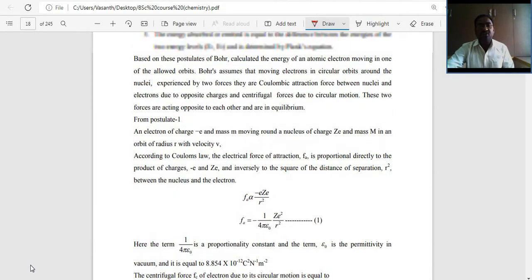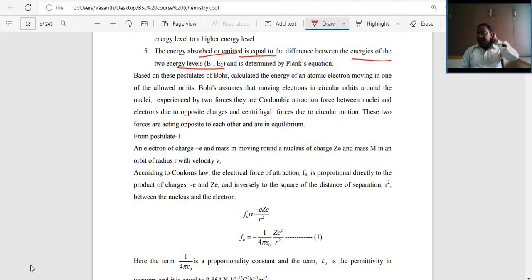Based on these postulates of Bohr's theory, we can easily calculate the energy of an atomic orbital, the energy of an atomic electron moving in one of the allowed orbits. Bohr assumed that moving electrons in circular orbits around the nucleus experience two forces: the Coulombic attraction force between the nucleus and electron due to opposite charges, and the centrifugal force due to circular motion. These two forces act opposite to each other and are in equilibrium.